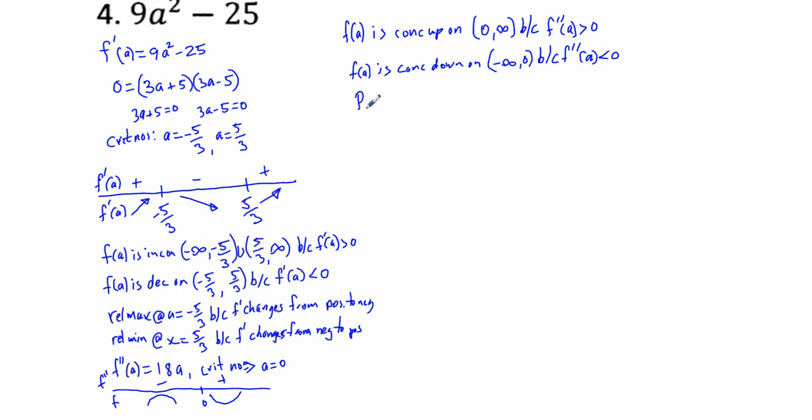And we have a point of inflection at a equals 0 because f double prime of a changes from negative to positive.